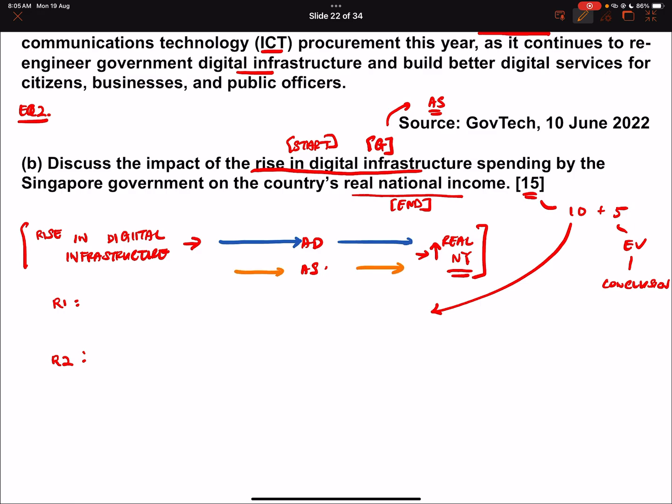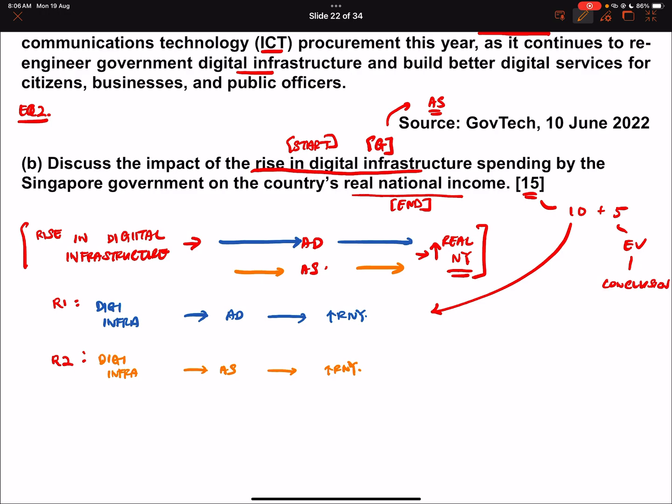So your R1 is about how digital infrastructure, let's call it Digi Infra, influences AD, and through that gets you to an increase in real national income. So this is the first way, right? Then your second way is how digital infrastructure influences AS and then gets you to real national income. So that's my R1, R2, right?